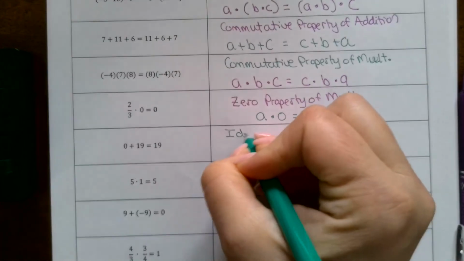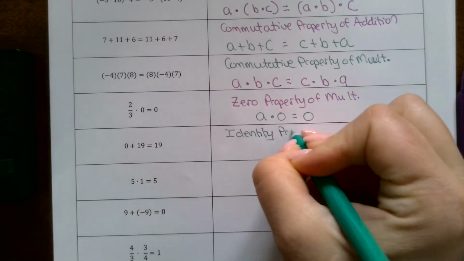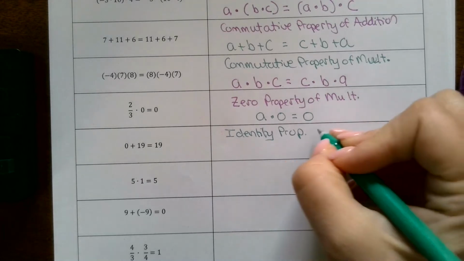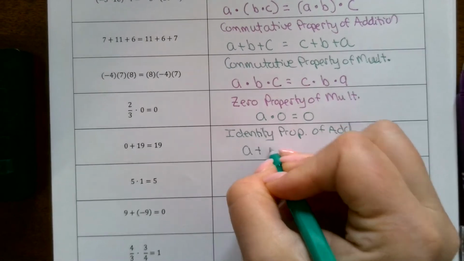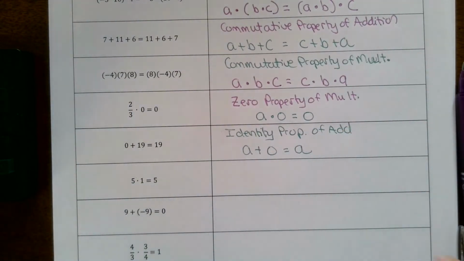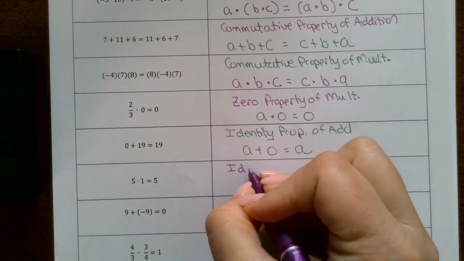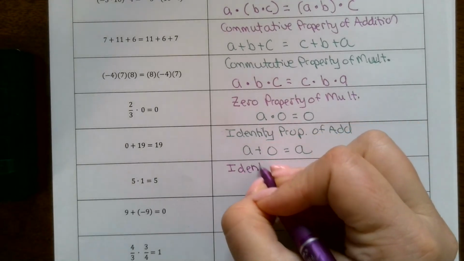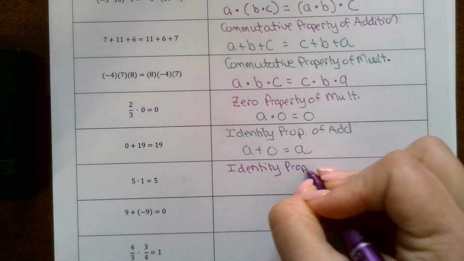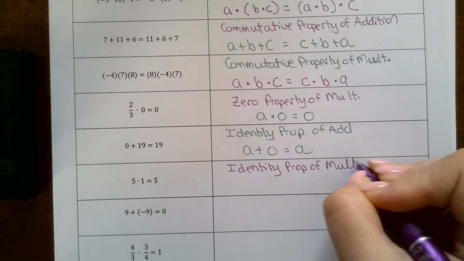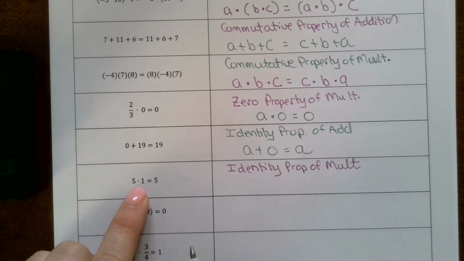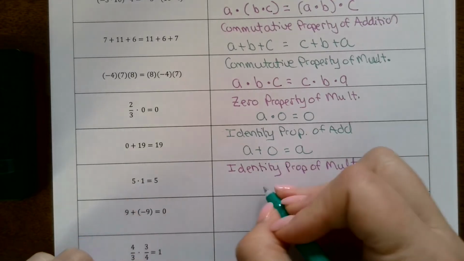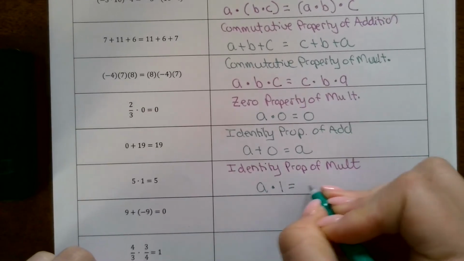So identity property. Now I'm going to start abbreviating the word property of addition. A plus 0 will equal A. Anything plus 0 equals the same thing. This is your identity property. I'm not following the pattern anymore of my color. That's okay. Of multiplication. For multiplication, if I multiply any number times 1, I will get the same number. So A times 1 equals A.